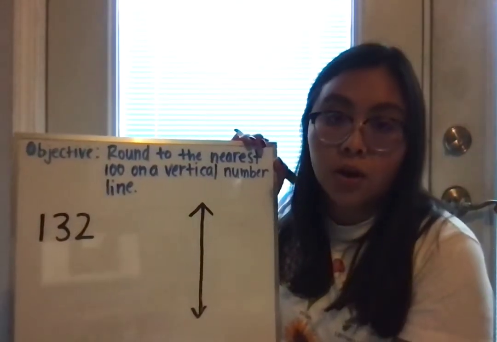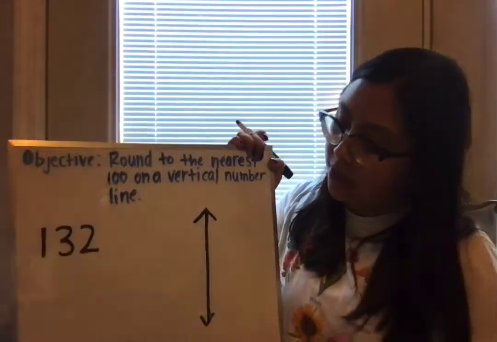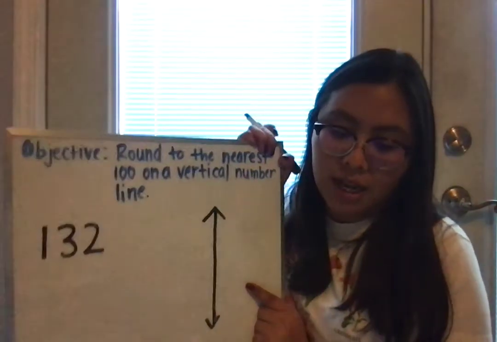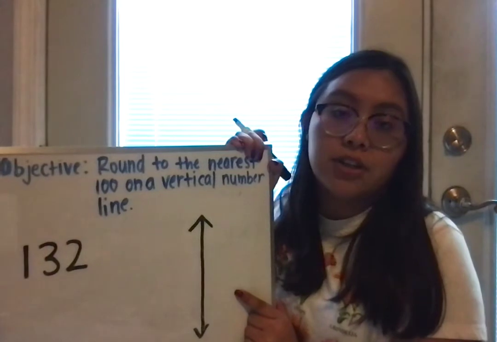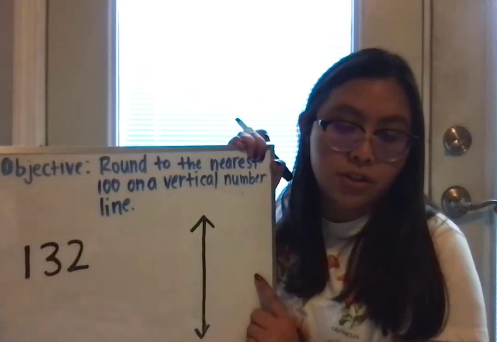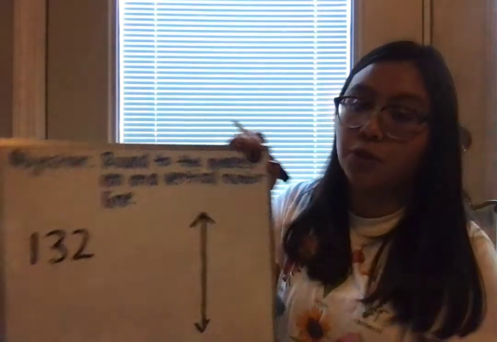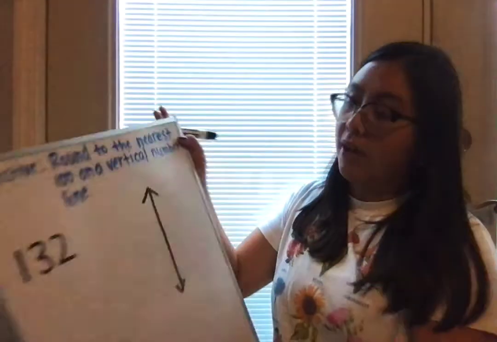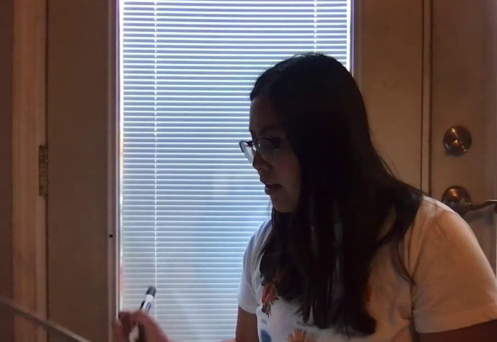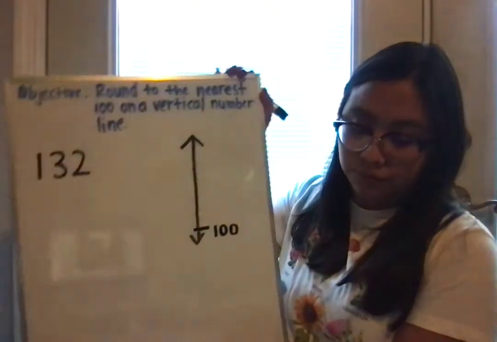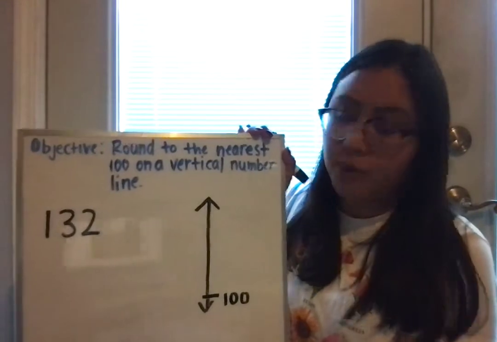Okay, so in order for us to understand how to label our number line, I want to know how many hundreds are there in 132. How many hundreds are there in 132? So if you said 1, that is correct. There is 100 in 132. So that is what we're going to use as our starting point, right? Because there is 1 hundred. So that will be our starting point.